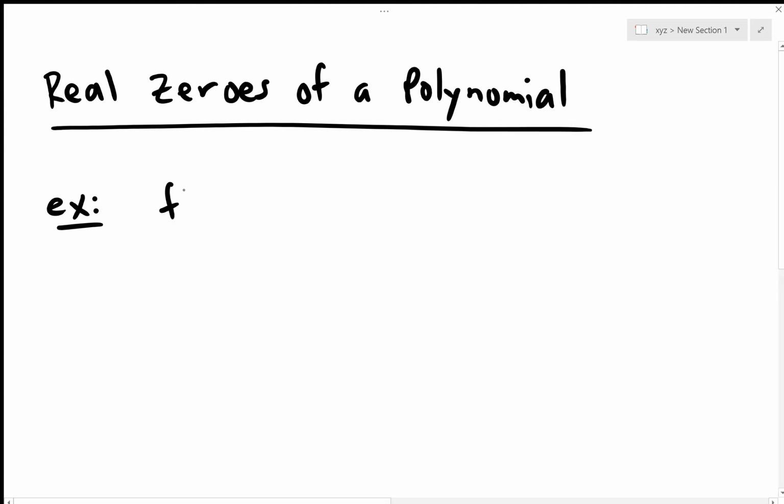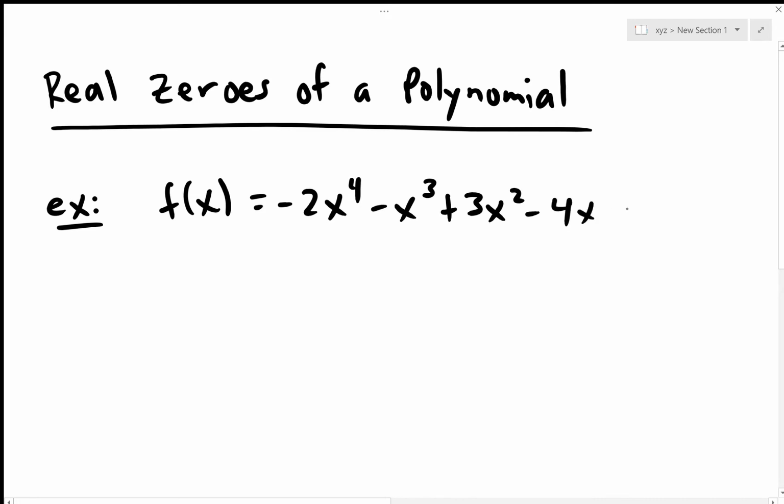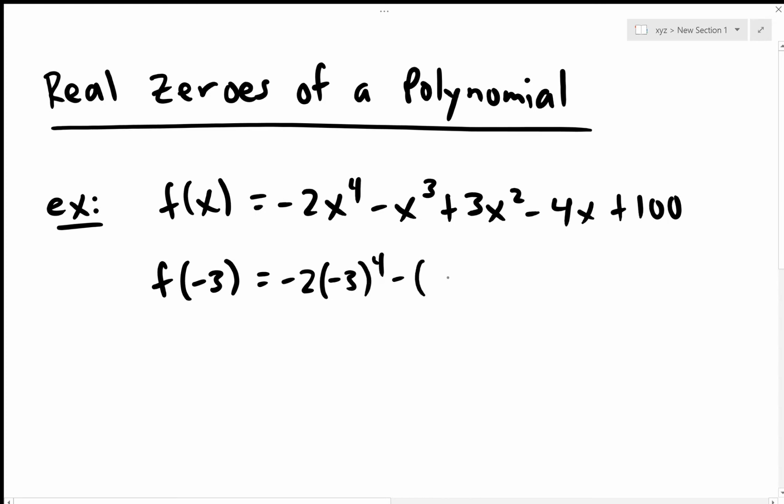So to start off, let's look at the example of f of x is equal to negative 2x to the fourth minus x cubed plus 3x squared minus 4x plus 100. And suppose we wanted to find f of negative 3. This would simply be a matter of plugging negative 3 into the function. So we'd have negative 2 times negative 3 to the fourth minus negative 3 cubed plus 3 times negative 3 squared minus 4 times negative 3 and plus 100.